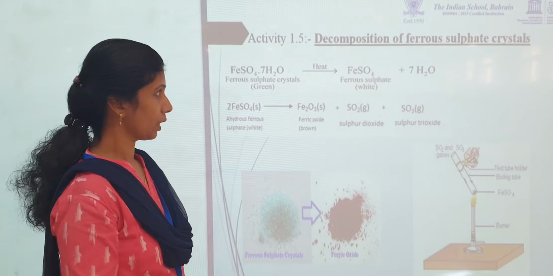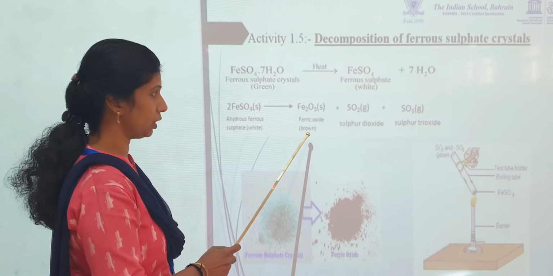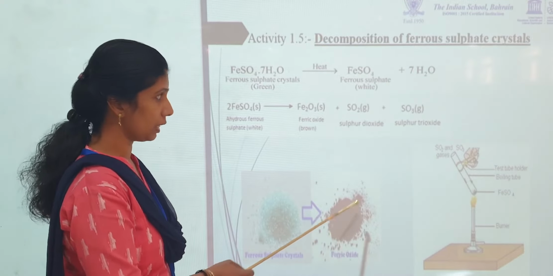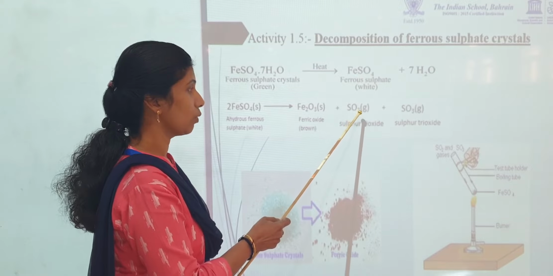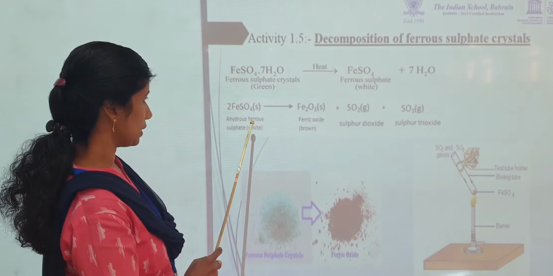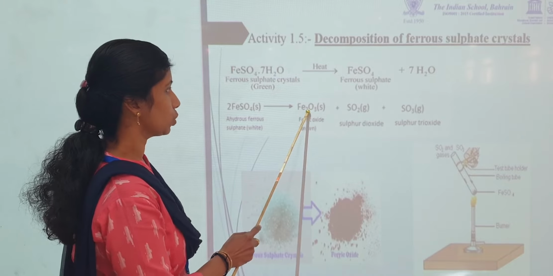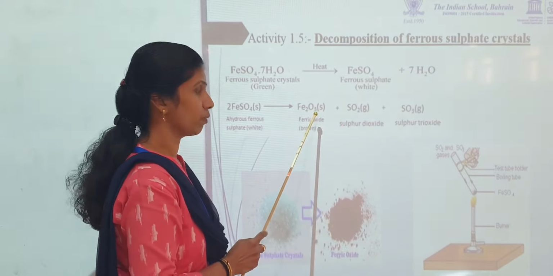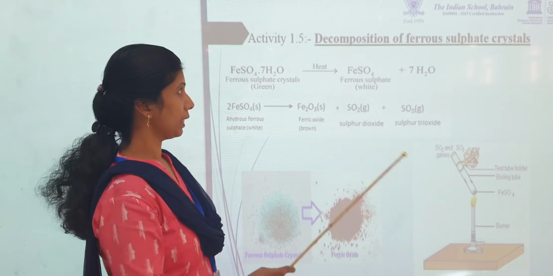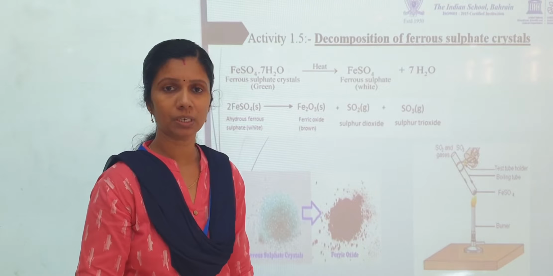color. And this anhydrous ferrous sulfate, on providing heat energy, decomposes to give ferric oxide, which is brown in color, along with the formation of sulfur dioxide and sulfur trioxide. So here you can see ferrous sulfate on heating splits into three different substances: ferric oxide, sulfur dioxide and sulfur trioxide. Therefore, it is an example of thermal decomposition reaction.